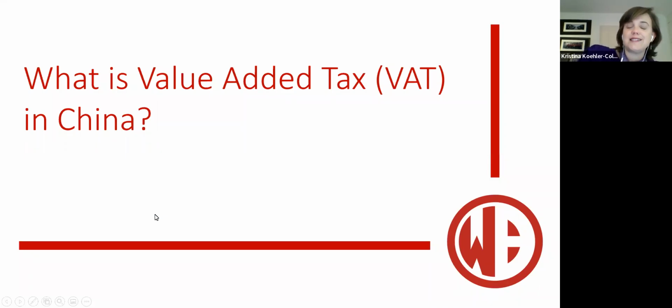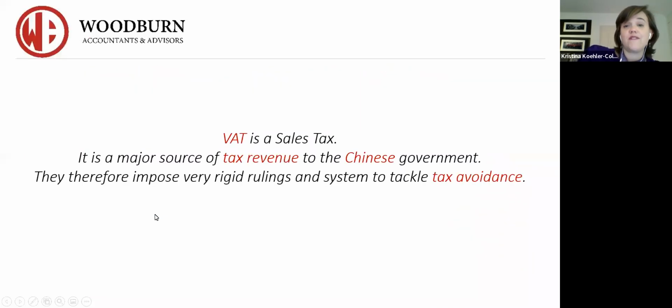Now, what is value-added tax in China? Very simply, value-added tax is a sales tax in China. There will be VAT on purchases of goods and services, and there will be VAT on the sale of goods and services. It is a major source of tax revenue for the Chinese government.